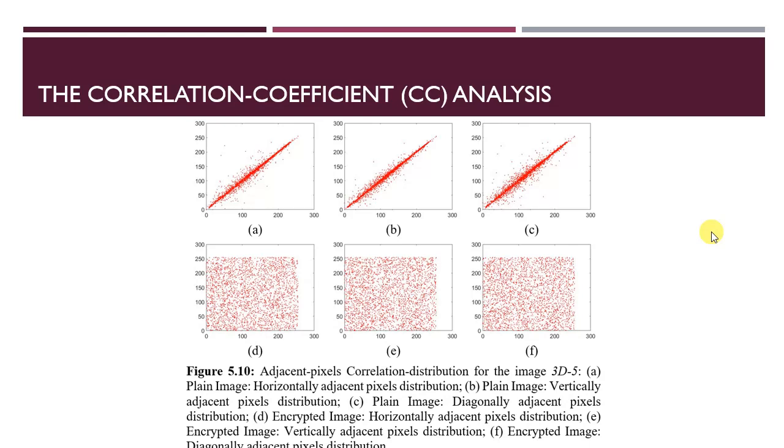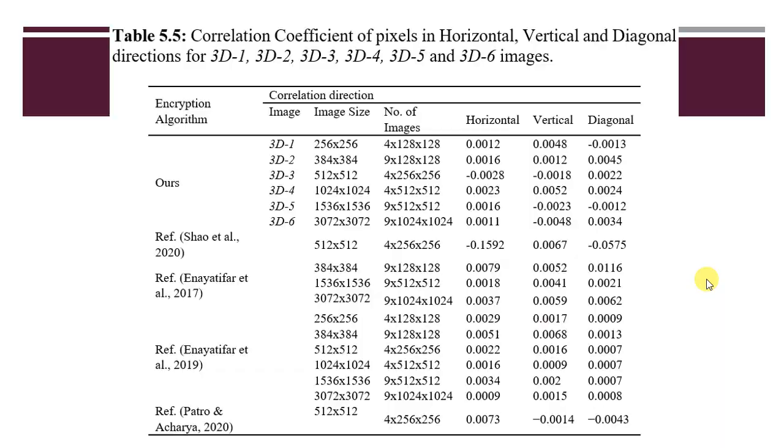Correlation coefficient. The correlation coefficient shows that the pixels with the same correlation fall in a particular plot. So A, B, C show the correlation coefficient analysis for the plain images, and D, E, F show the correlation coefficient for the encrypted images. From the result you can see in D, E, F that the pixels are not identical anymore. So these results are far better than other particular researches.